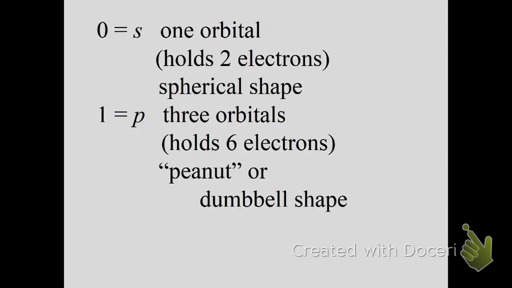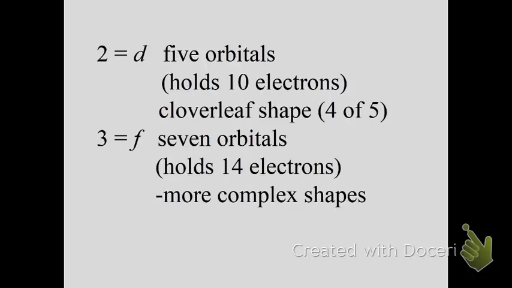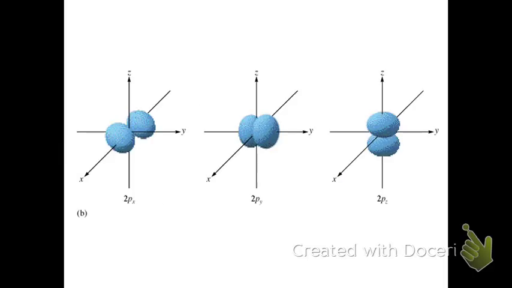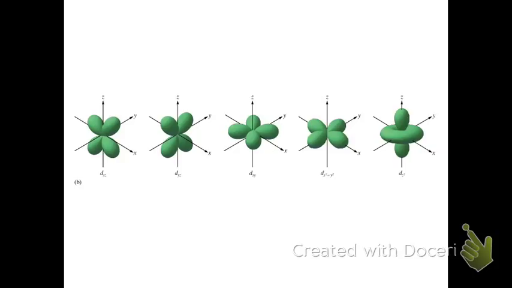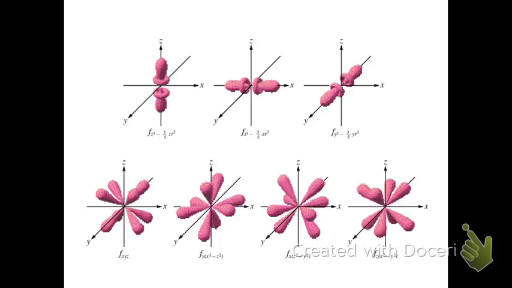0, of course, is S, 1 orbital or 1 orientation. The p orbital has 3 orientations around the nucleus. The D has 5, we already said this, and the F has 7. So here is a p orbital, so this would correspond to those 3 orbitals that each hold 2 electrons for a total of 6. This is the D, and it has 5 different orientations or possible locations. Again, each one of those holds 2 electrons for a total of 10 electrons. And that's the F, and F has 7 different orientations.